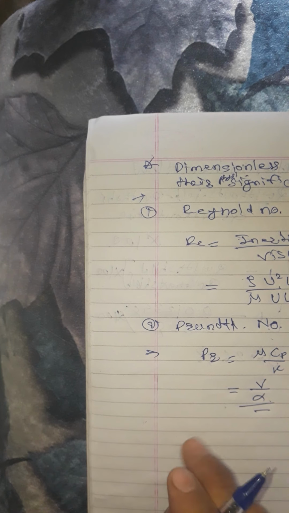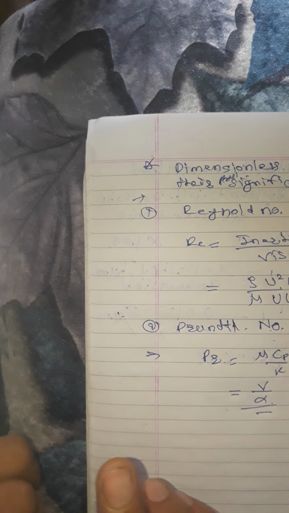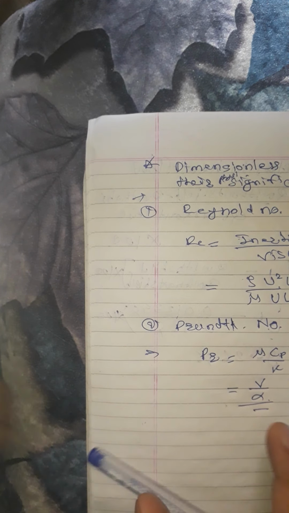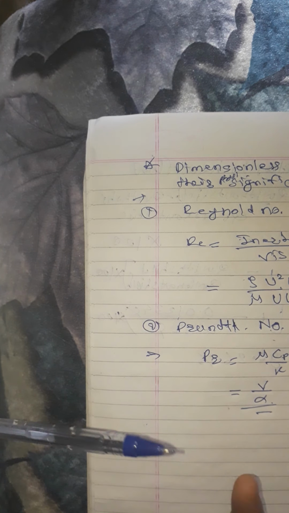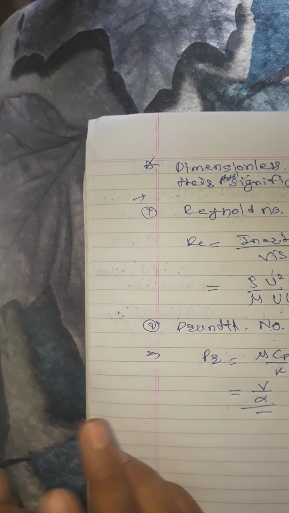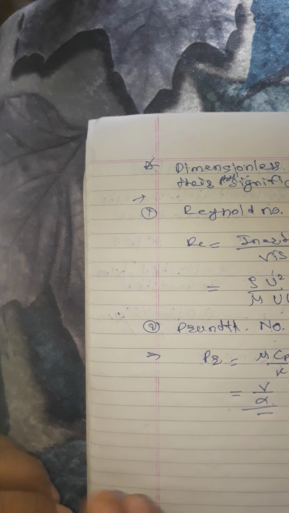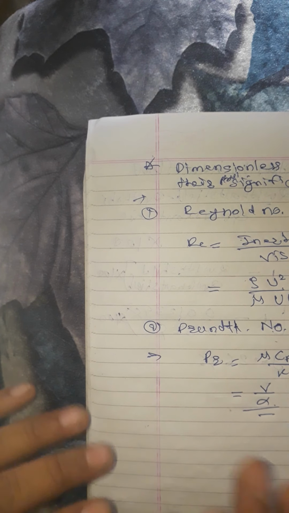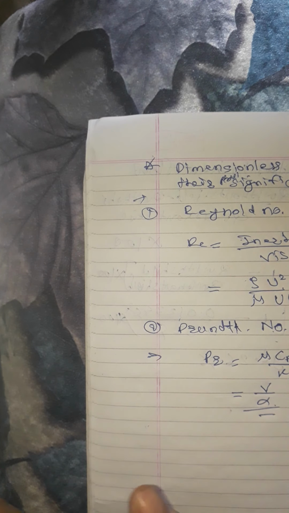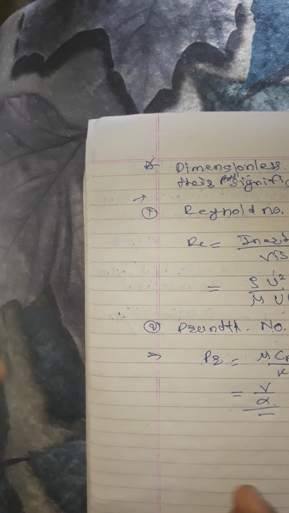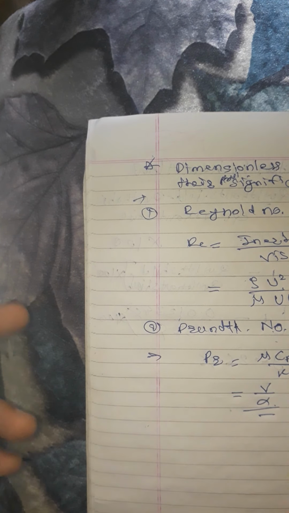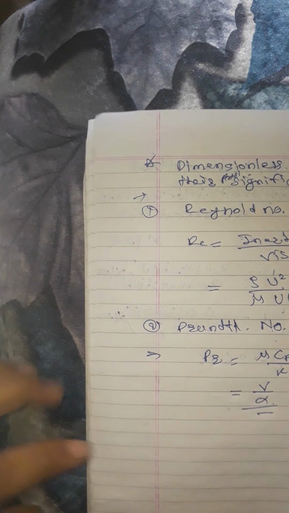Prandtl number significance: Prandtl number provides a measure of the relative effectiveness of momentum and energy transport by diffusion. Prandtl number is the connecting link between the velocity field and the temperature field, and its value strongly influences the relative growth of the velocity and thermal boundary layers.